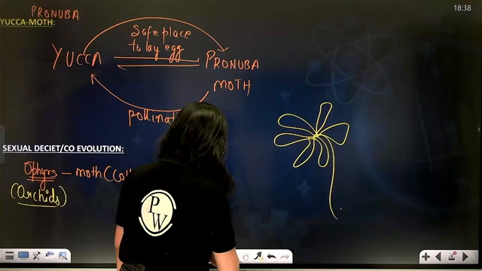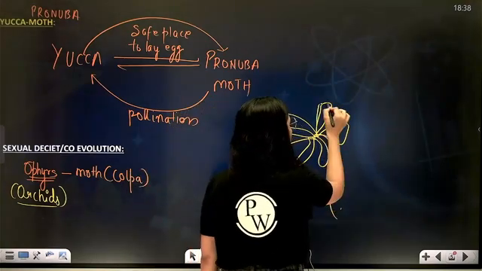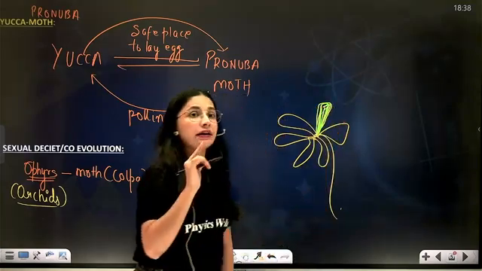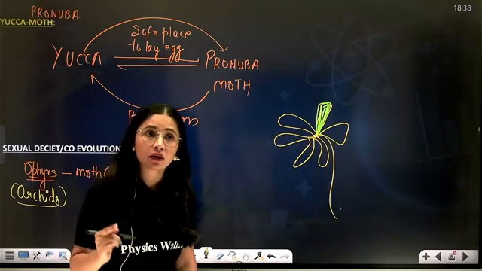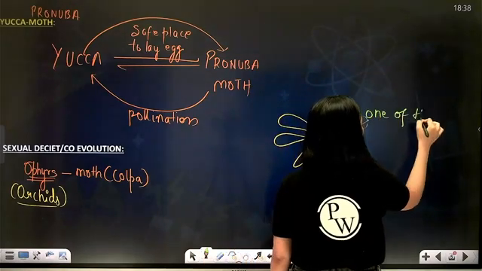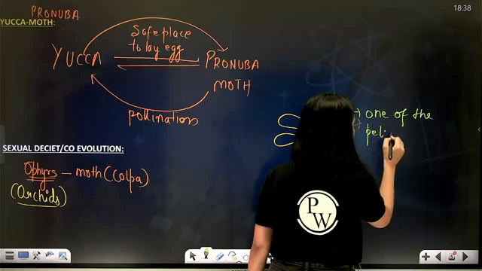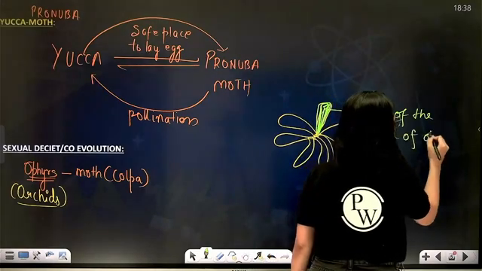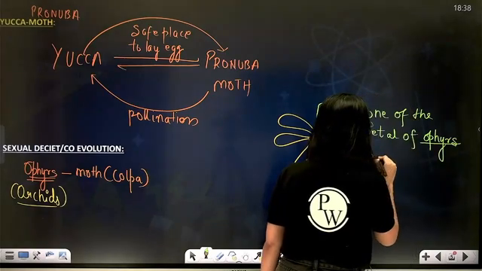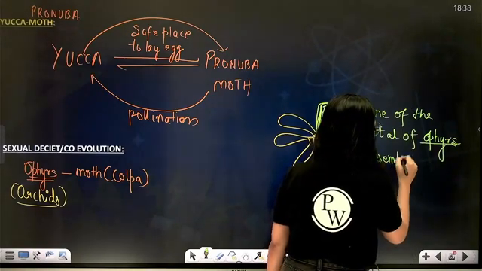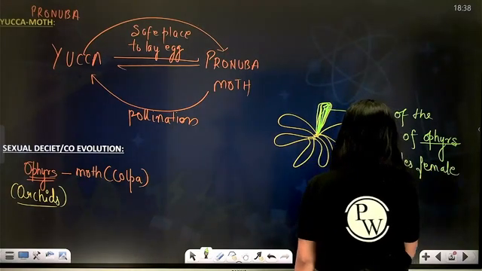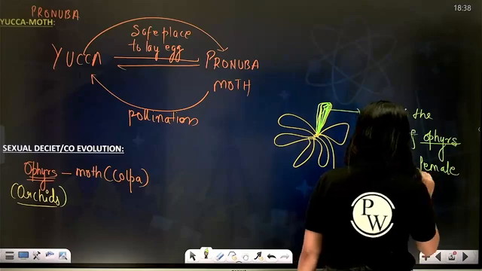Right? Now, beta, one of the petals of Ophrys resembles the female Colpa. One of the petals of Ophrys resembles what? Female Colpa.